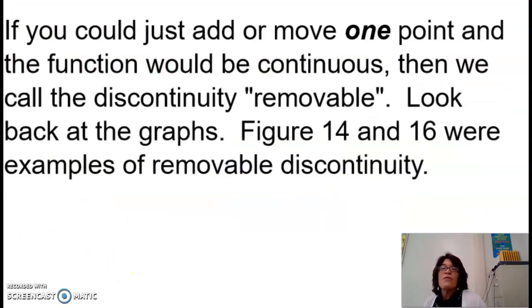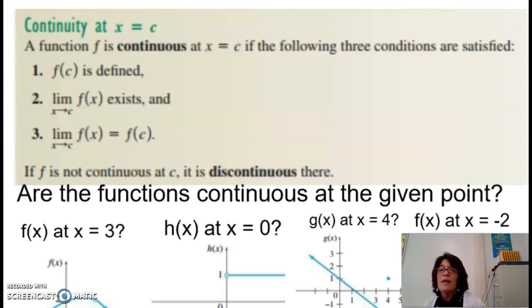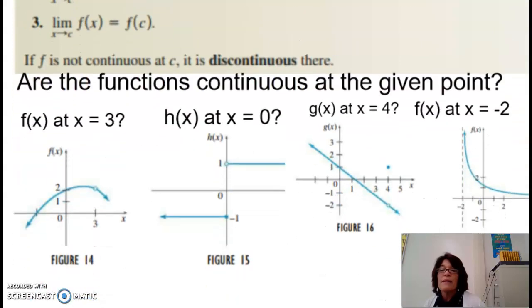Okay? Now, if you could just add or move 1 point, and then the function would be continuous, we call that removable discontinuity. Figures 14 and 16 were examples of removable discontinuity. Number 14, all I'd have to do is put 1 point right here at 3, 2, continuous. Here, I move this point to here, done, continuous.